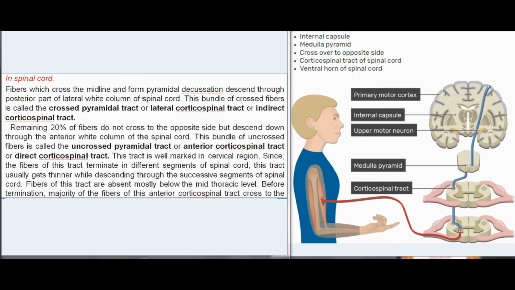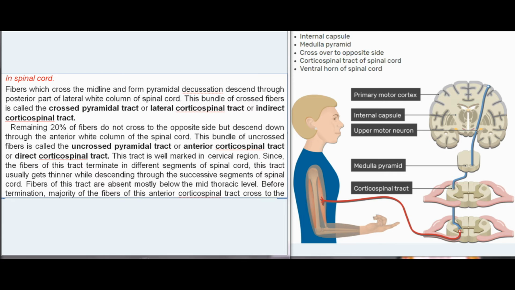In spinal cord, fibers which cross the midline and form pyramidal decussation descend through posterior part of lateral white column of spinal cord. This bundle of crossed fibers is called the crossed pyramidal tract or lateral corticospinal tract or indirect corticospinal tract.